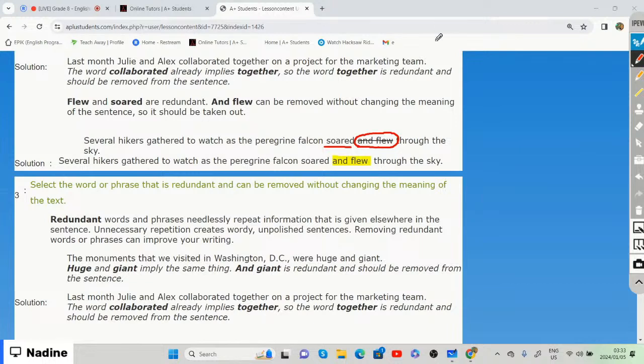And soar is to basically fly high in the sky, for example. But soared and flew basically mean the same thing, which means that they are redundant. And flew, we are going to remove. So we can just say several hikers gathered to watch as the peregrine falcon soared through the sky. We don't have to say and flew because now we are just repeating.